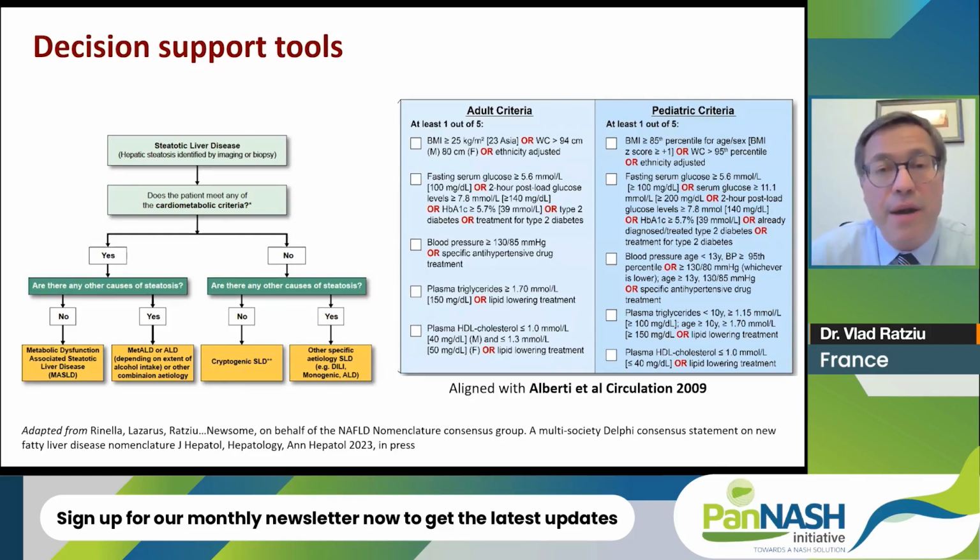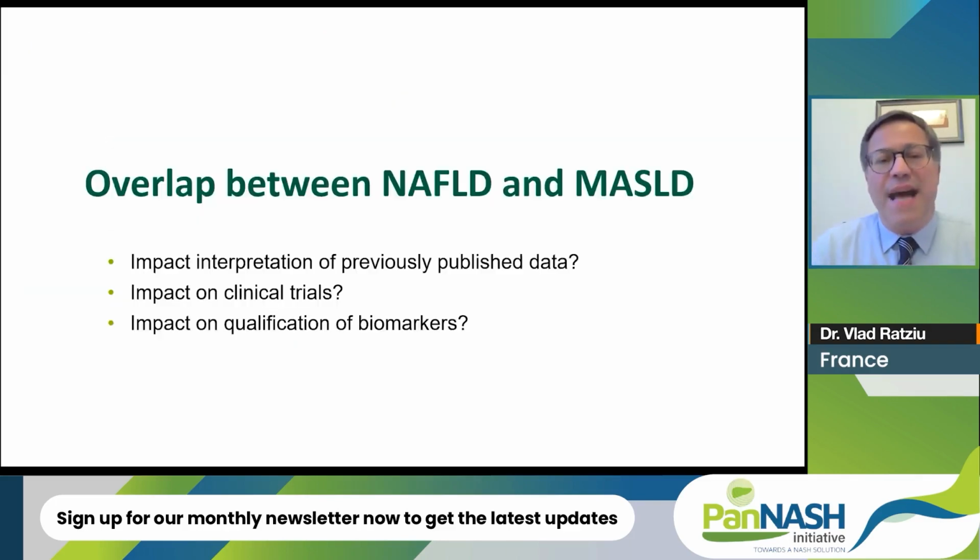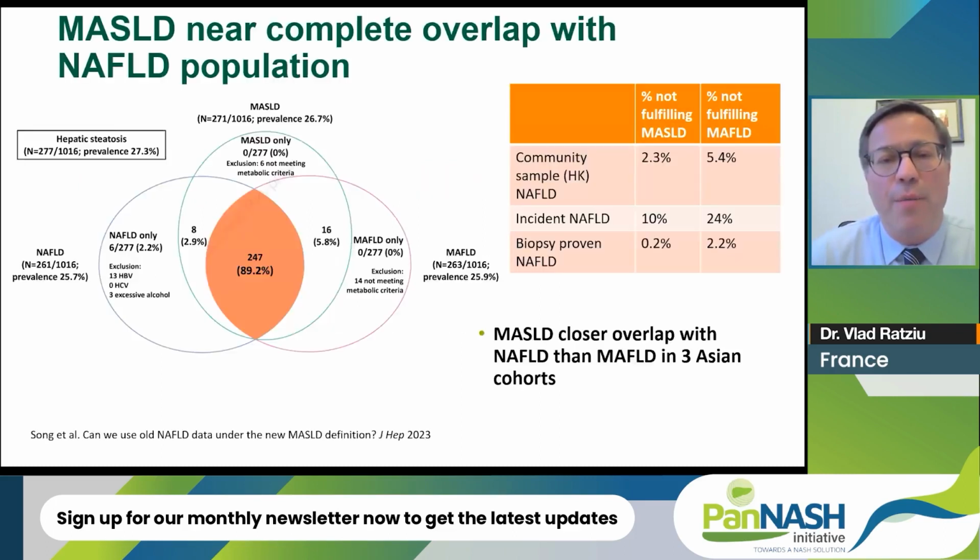Now, how about the criteria for defining the metabolic risk factors? They are all listed here. Please note that the pediatric criteria are somewhat different from the adult criteria, and the adult criteria have been published here and have been purposely chosen to align with the same criteria that are now consensual in the cardiometabolic field. So does that change all the research results that have been generated so far before the new nomenclature change in terms of clinical trials or qualification of biomarkers?